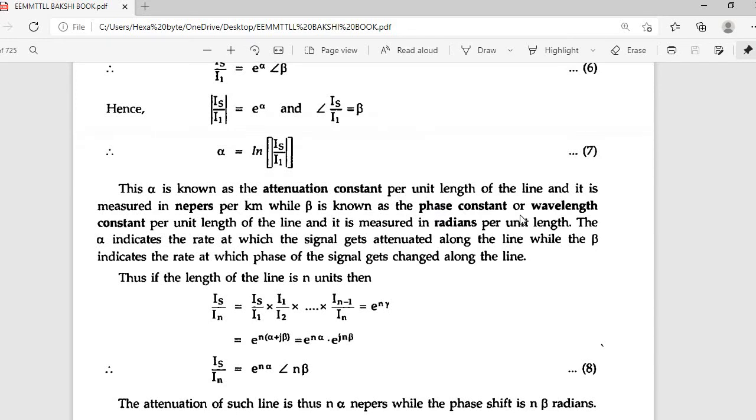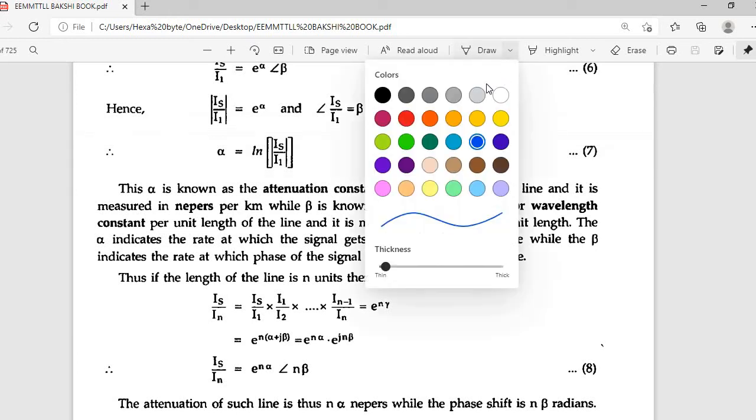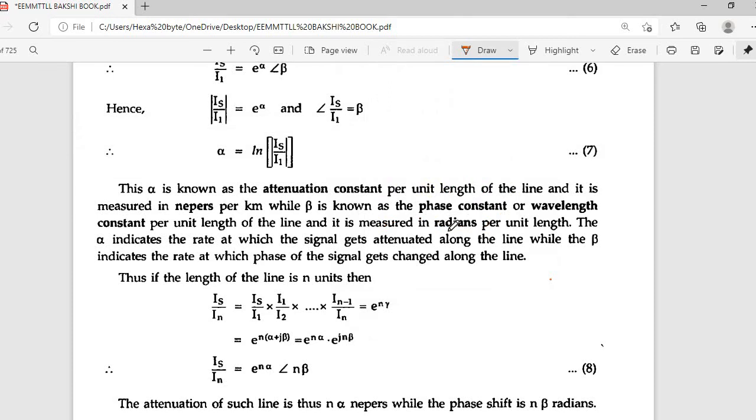Same as the phase constant also. The phase constant, or wavelength constant, is per unit length. The phase constant is radians per unit length. See, this is the phase constant, radians per unit length. It is a very important factor for transmission line analysis.